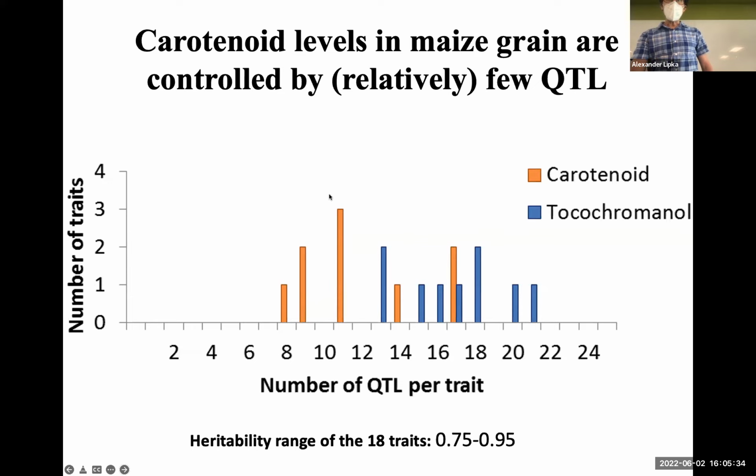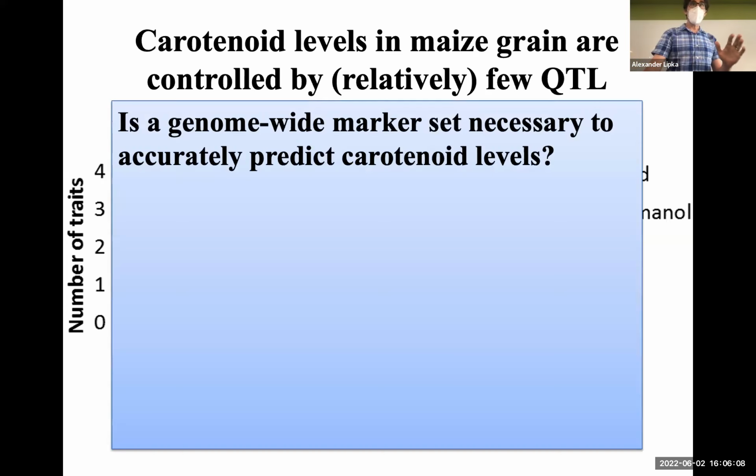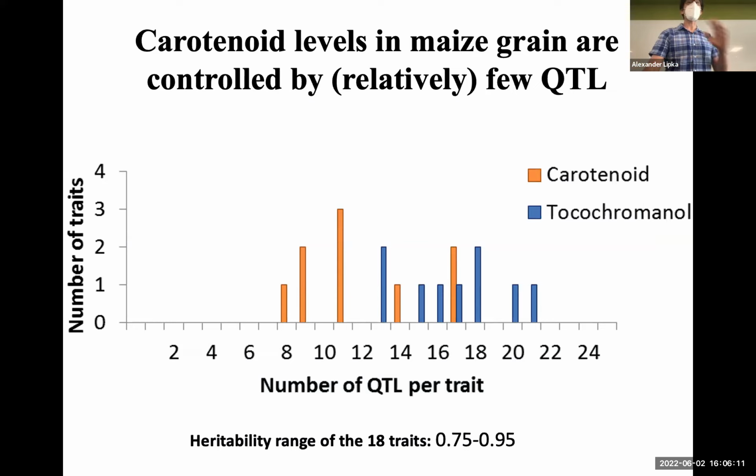So our carotenoid traits are colored in yellowish orangish, and then our tocochromanol traits are colored in blue. So would you all agree with me that the orangish yellowish bars are closer to 0 than the distribution of tocochromanol traits? So that is showing evidence that carotenoids seem to be controlled by a relatively small number of QTL, okay? So what we can take home from this is that carotenoids seem to be a bona fide oligogenic or simpler trait, okay?